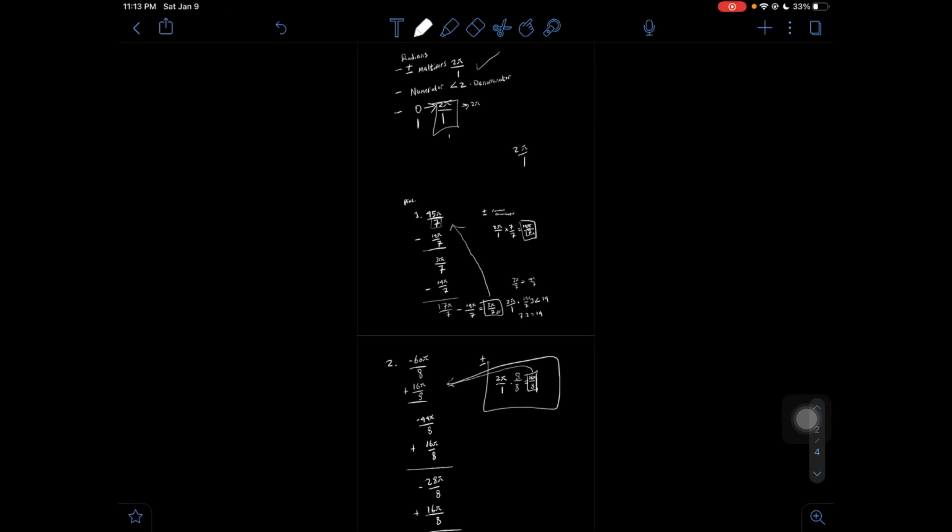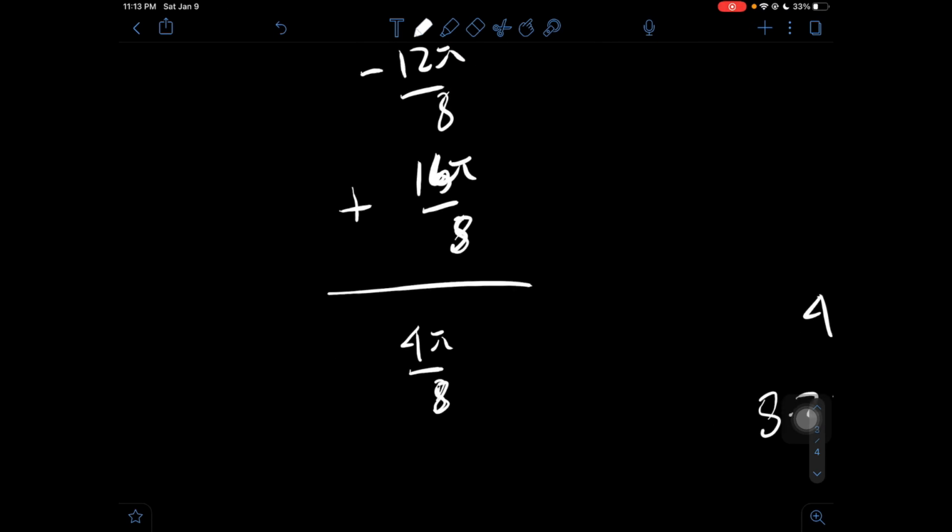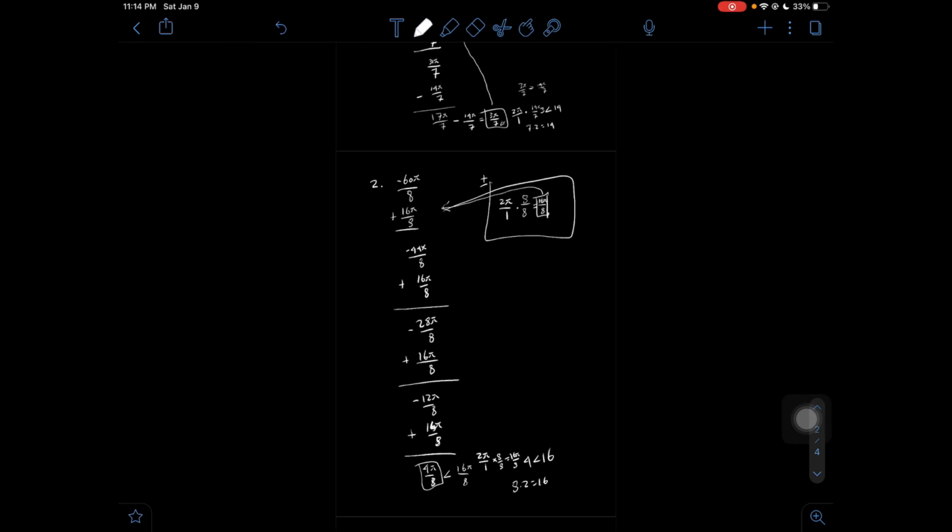Now, the third rule says that our answer needs to be between 0 and 2 pi over 1. So, we can check that because 2 pi over 1, and again, just get a common denominator in order to make it simpler for you. That would be 8 by 8, giving us 16 pi over 8. 4 pi over 8 is less than 16 pi over 8. It is positive, meaning it is above 0, and it's less than 2 pi over 1, or in this case, 16 pi over 8, meaning that the coterminal radian to negative 60 pi over 8 is 4 pi over 8.